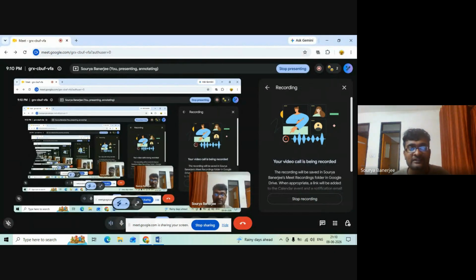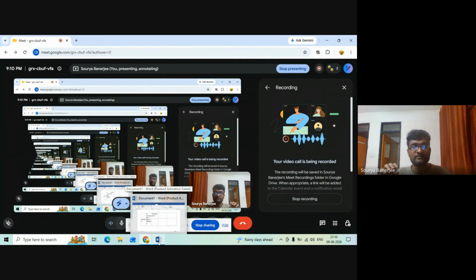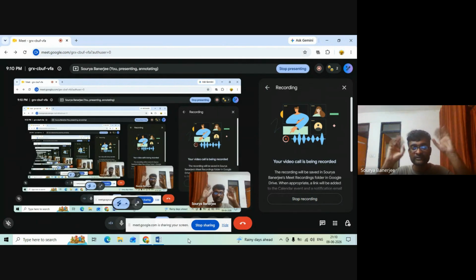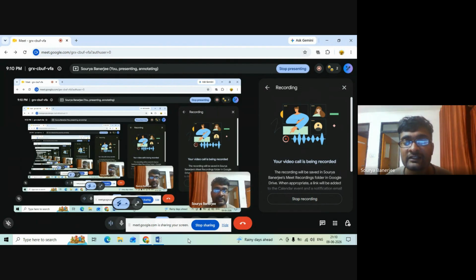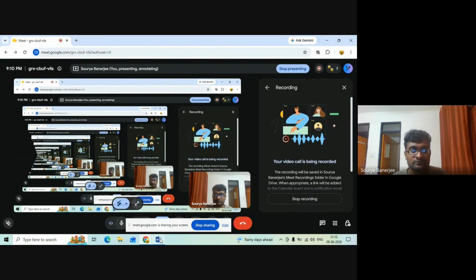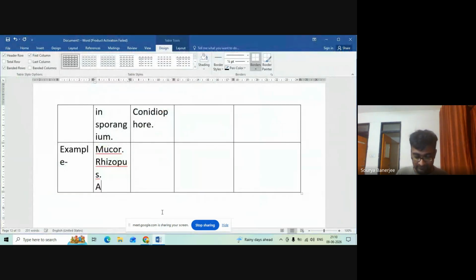Now the third example of phycomycetes. I am again repeating because they will give an example of fungi, and you have to tell which group it belongs to. So each and every example you have to remember. The third example is Albugo. It normally gives a disease in case of mustard. Okay, three examples are there in your syllabus.